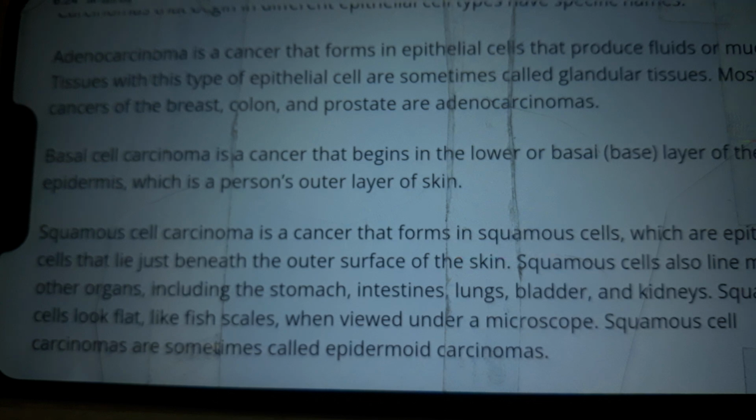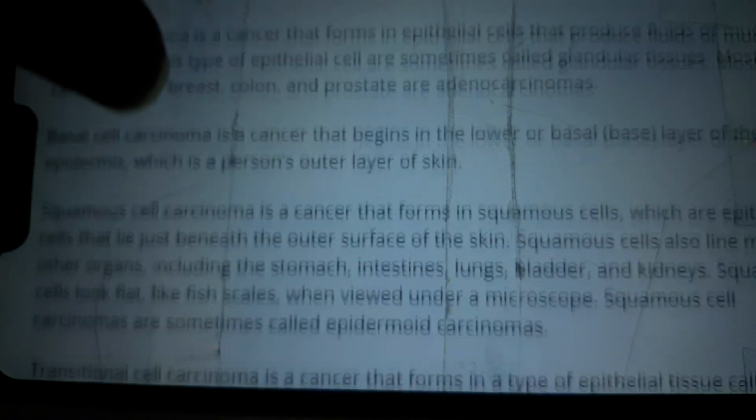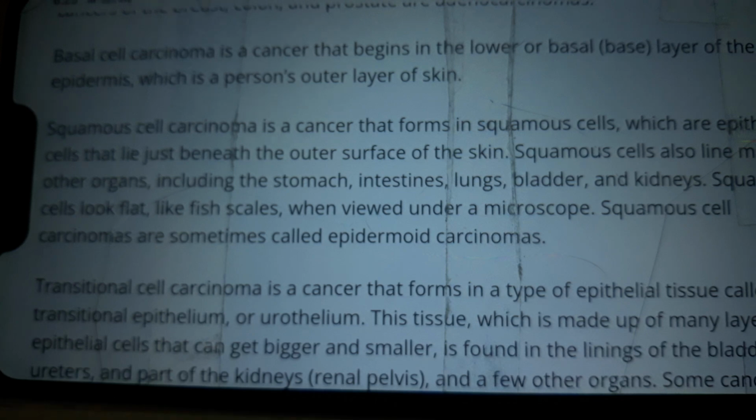That being said, we have another kind called squamous cell carcinoma, which is a cancer that forms in squamous cells, which are epithelial cells that lie just beneath the outer surface of the skin. Squamous cells also line many other organs, including the stomach, intestines, lungs, bladder, and kidneys. Squamous cells look flat like fish scales when viewed under a microscope. Squamous cell carcinoma is sometimes called epidermoid carcinoma.